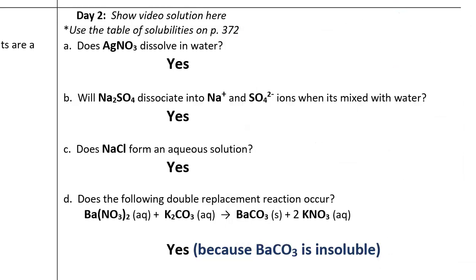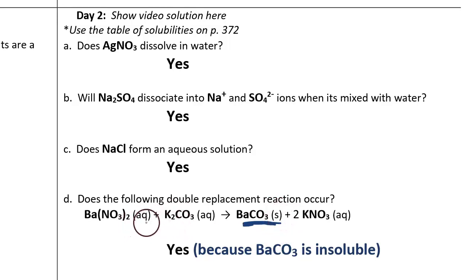Finally, question D, does the following double replacement reaction occur? Barium nitrate dissolved in water plus potassium carbonate dissolved in water produces barium carbonate solid plus potassium nitrate. My answer is yes, because barium carbonate is insoluble. For this reaction to occur, it's got to produce this compound right here where it says that it's solid, meaning it's a solid precipitate. We start with two solutions.